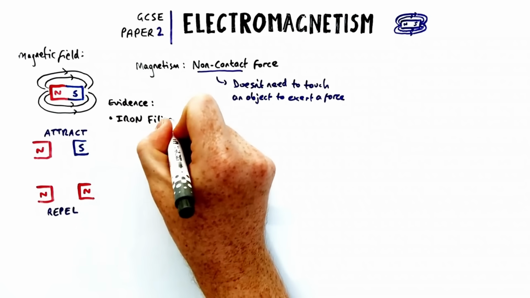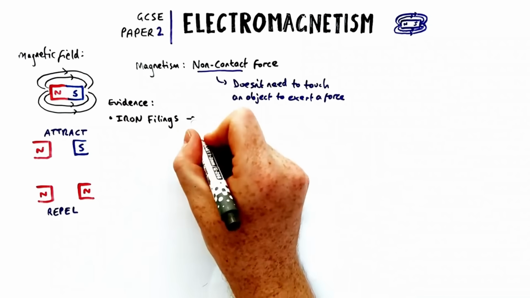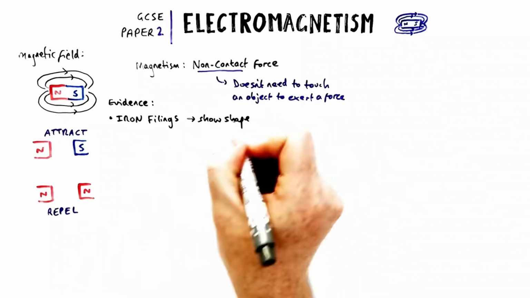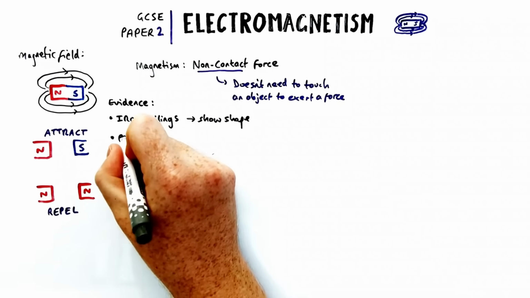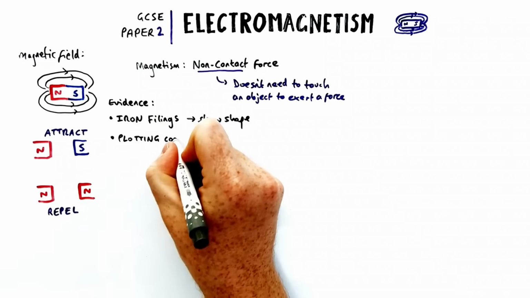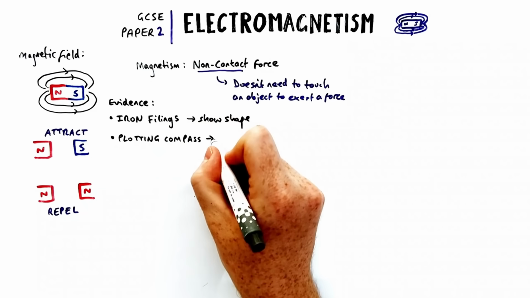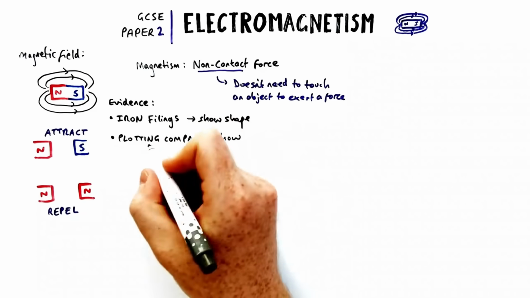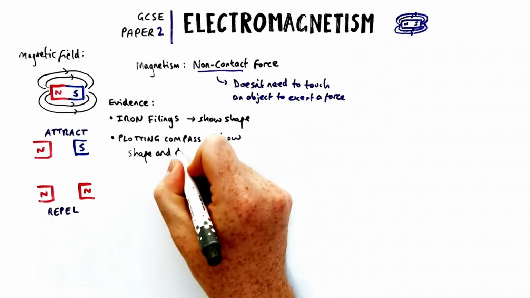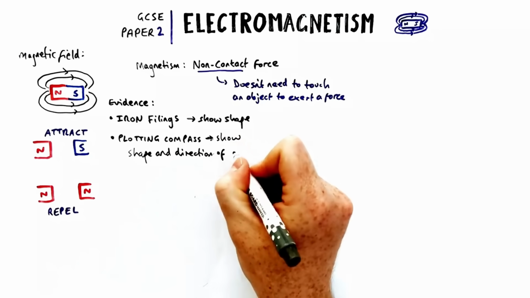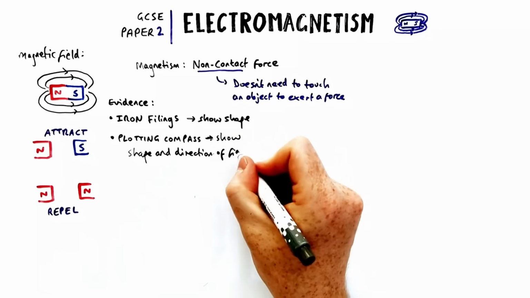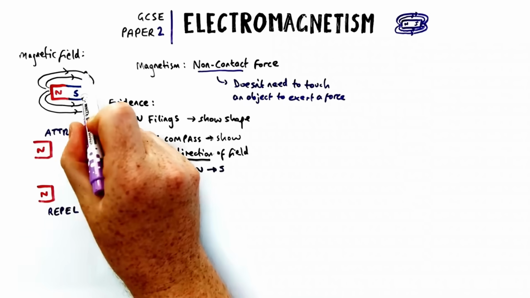So how do we know that magnetic fields look like this? We cannot see them with the naked eye, but we can use a couple of different demonstrations to show them. We can use iron filings and sprinkle them on some paper on top of a magnet to show the general shape of the field. We can also use a plotting compass, that's the kind of compass you use for navigation, to show the shape but also the direction of the field.